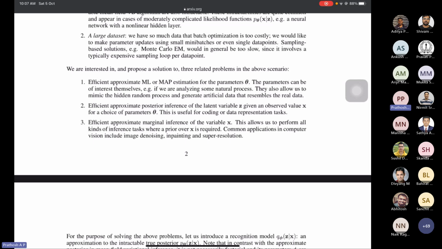The third thing is efficient approximate marginal inference of the variable x. This allows us to perform all kinds of inference tasks where a prior over x is required. Common applications in computer vision include image denoising, inpainting, and super resolution. All these are generative tasks. So these are the three questions that are asked.